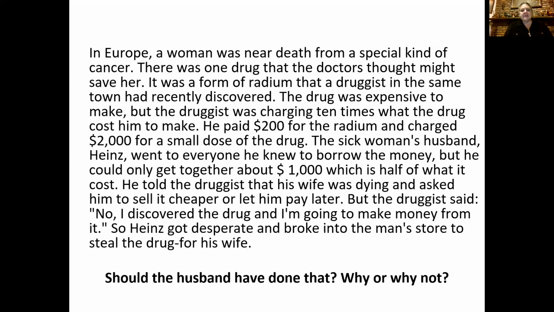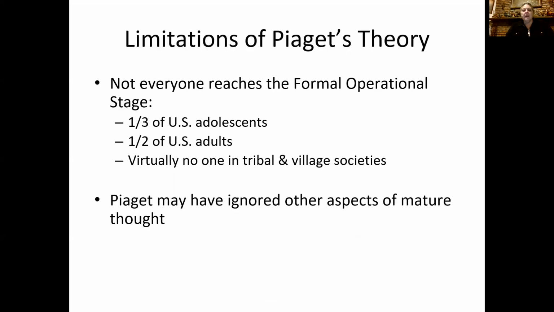So there are limits to Piaget's theory. It is thought that not everyone reaches the formal operational stage. One third of US adolescents and one half of US adults are thought to be able to reach this formal operational stage, where you have this more complicated, more scientifically based thinking.